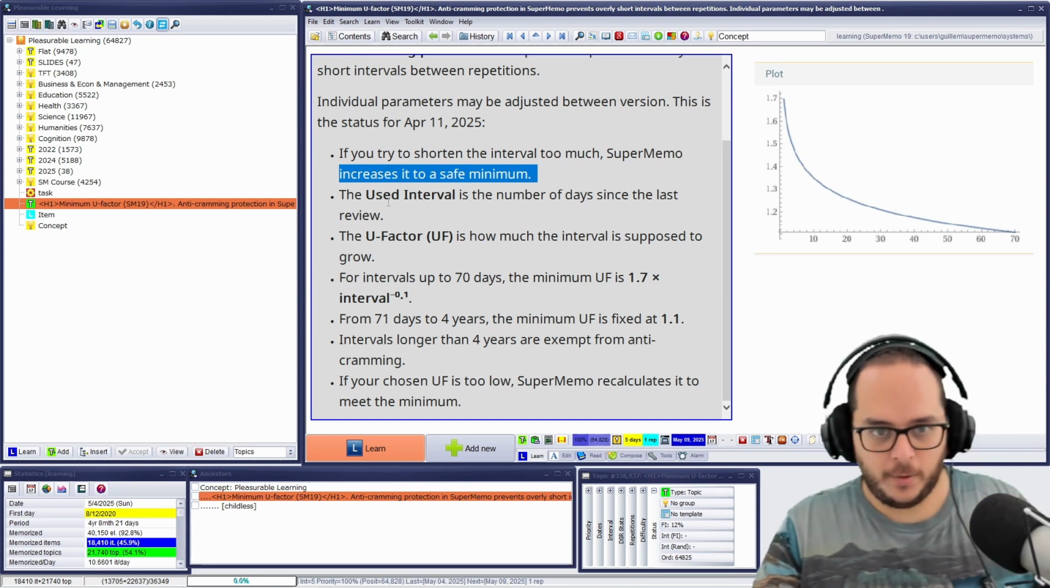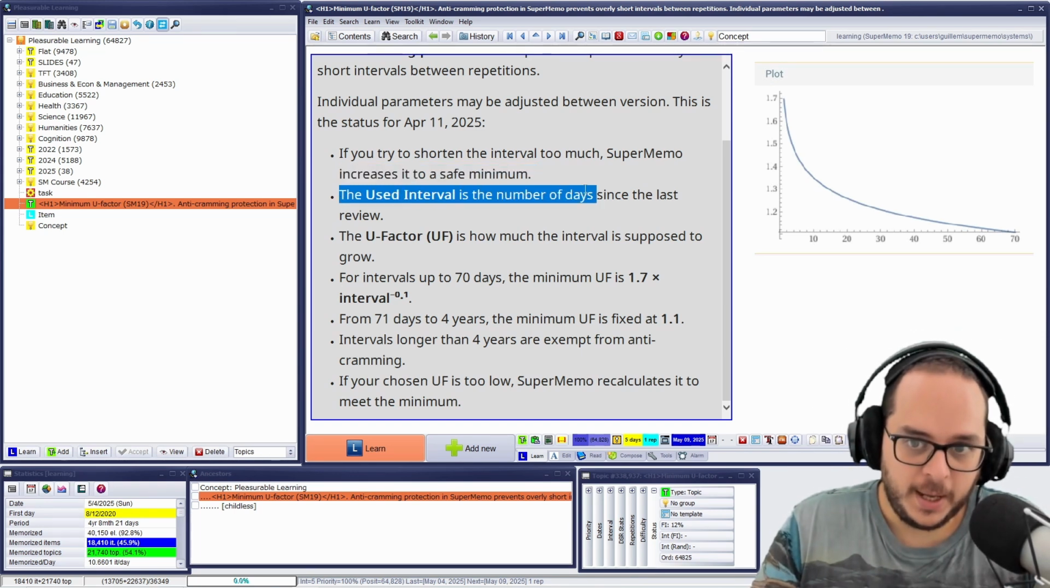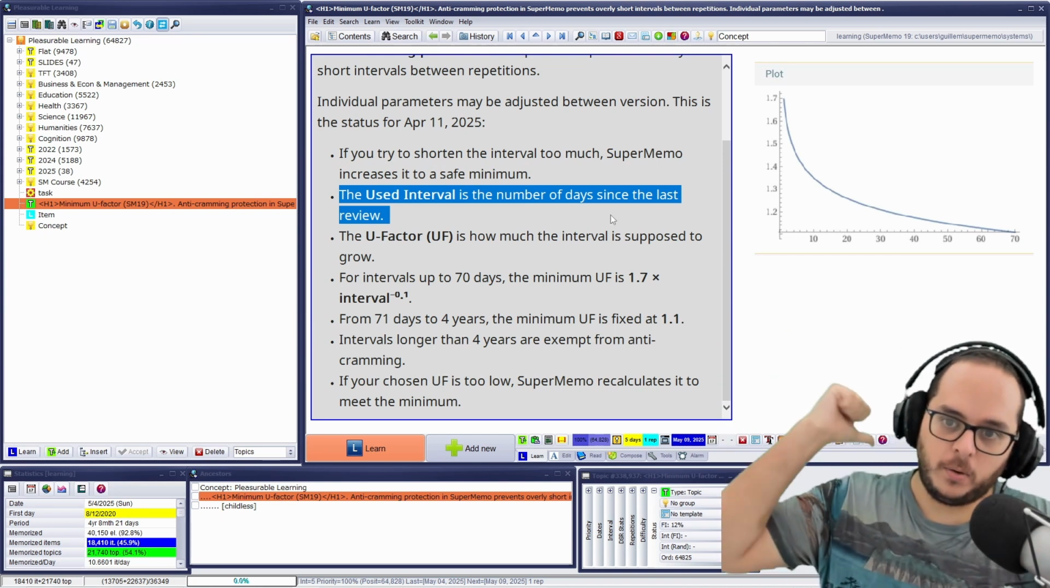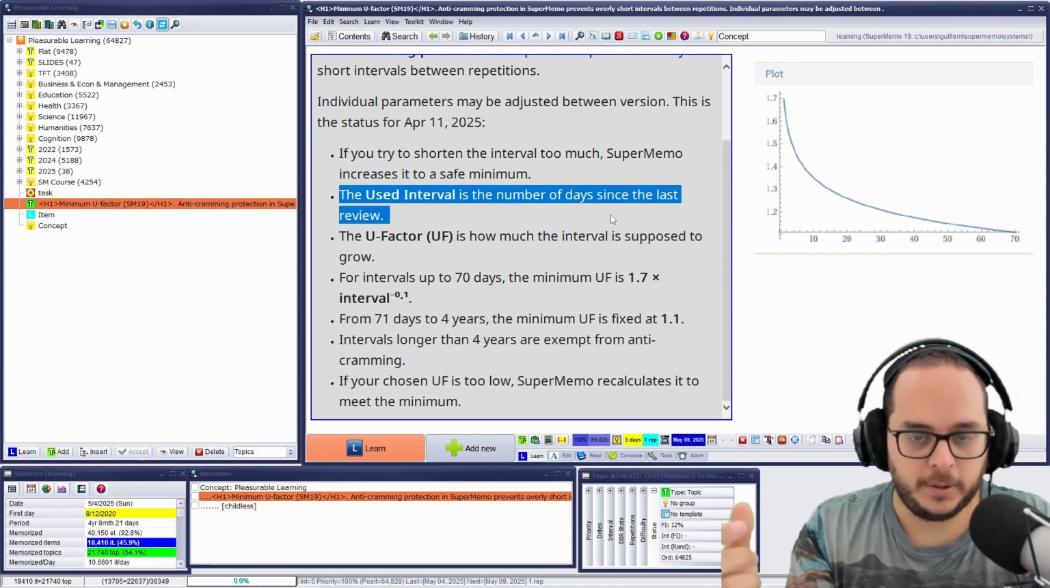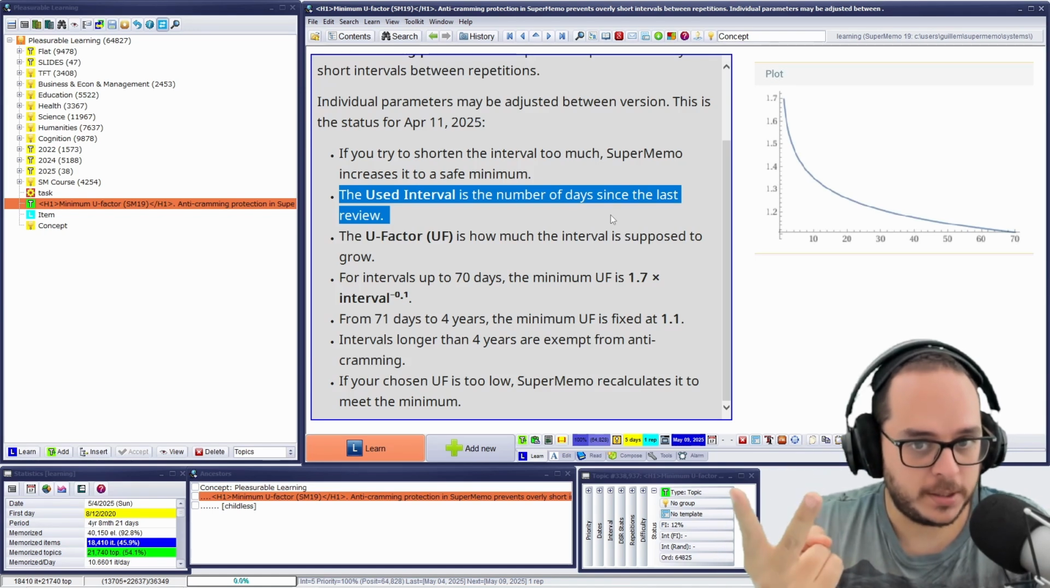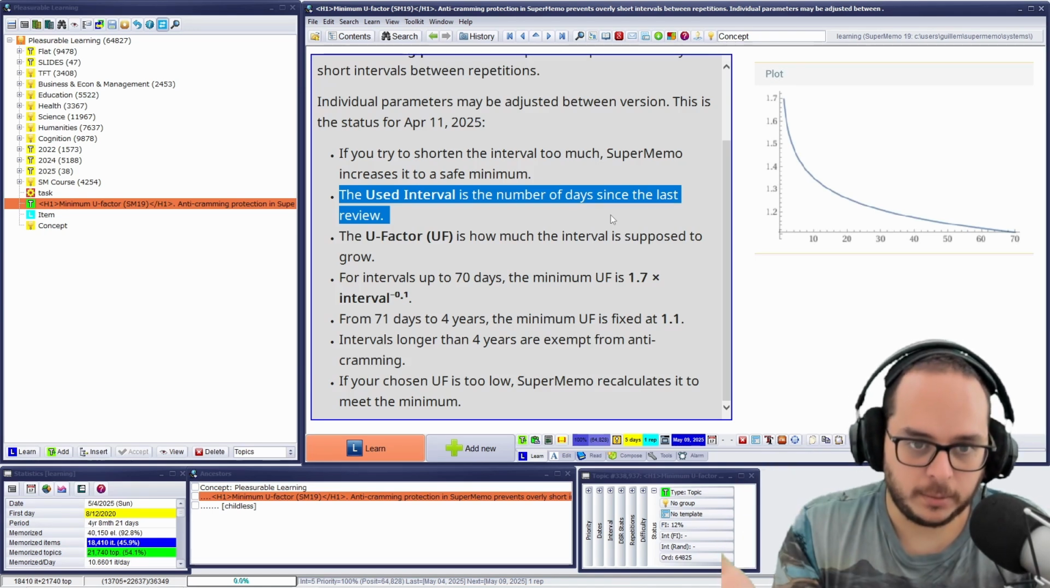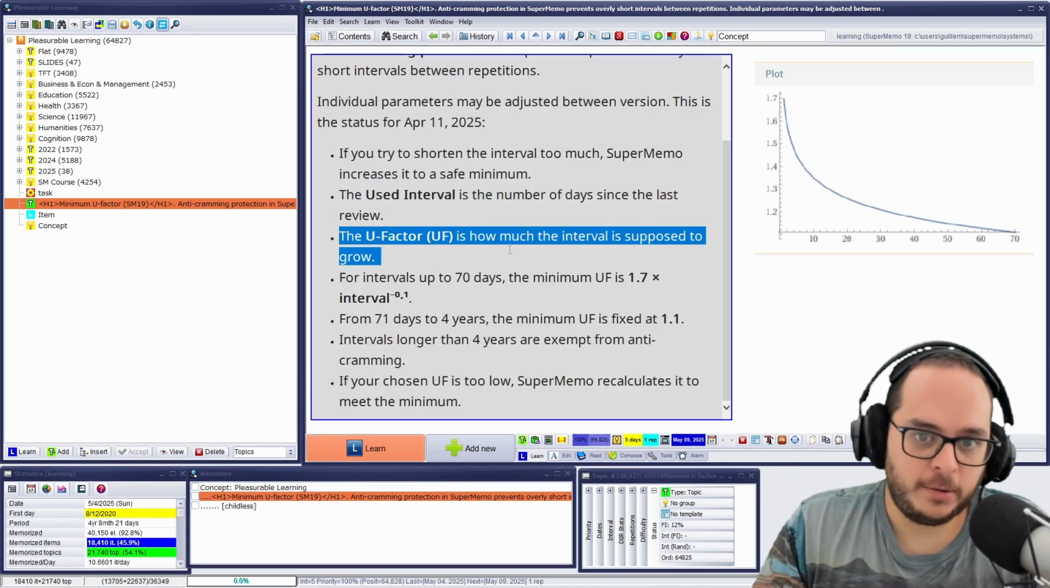How? Let's see how. So the use interval is the number of days since the last review. Oh, I did this 2 weeks ago. I do it today. Therefore, the time that has passed is 2 weeks, not 4. 4 is what was scheduled. Nice. The U factor is how much the interval is supposed to grow.